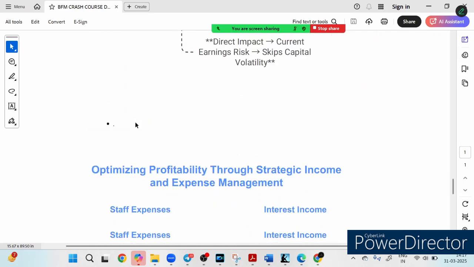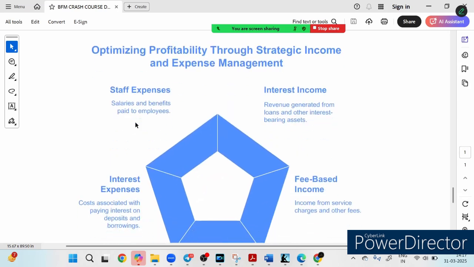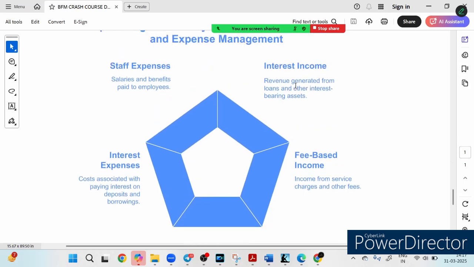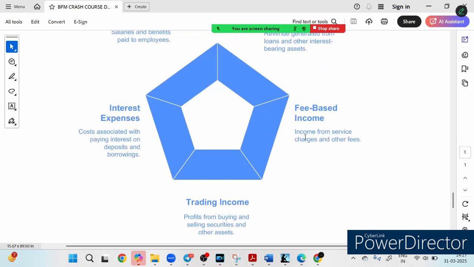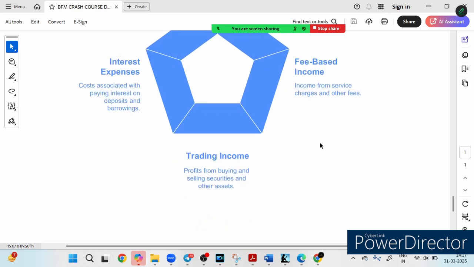Now friends, the last topic we have, that optimizing profitability through a strategic income and expense management. So first of all, you see staff expense, which means these are the expenses that bank incur. A staff expense means salary and benefit paid to the employee. Interest income means revenue generated from loans and other interest bearing asset. Fee based, so basically it is an income part, right? Fee based income are there, like income from service charge and other fee. Trading income is there, that bank buy and sell security and other asset.